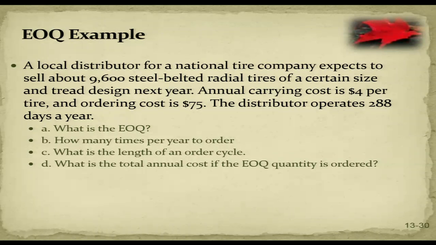You have to plug in this formula. Q0 equals the square root of 2DS divided by H. That formula will give you the optimal order quantity, which is EOQ. EOQ represents the economic order quantity, so it's the same as Q0. So just calculate this by using this formula.